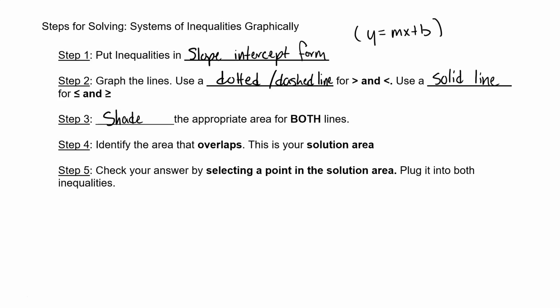Step 4, identify the area that overlaps. This is your solution area. Step 5, check your answer by selecting a point in the solution area. Plug it in both inequalities. And make sure you get these blanks in. I forgot to take these words out and put in blanks for myself to fill them out. So make sure you identify the area that overlaps, and this is your solution area in your notes. And then for step 5, check your answer by selecting a point in the solution area, plug it into both inequalities.